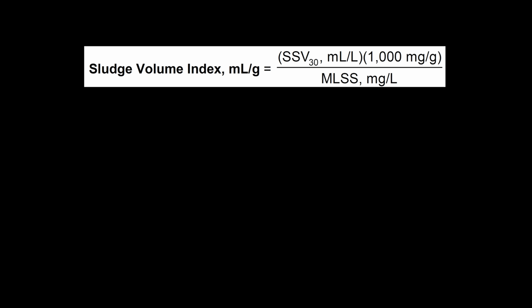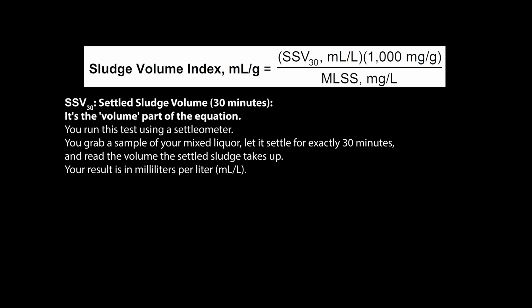SVI stands for Sludge Volume Index. In simple terms, it's a measurement of how well your sludge settles while accounting for the biomass concentration. Before you can calculate the SVI, you have to perform 2 separate lab tests, both of which likely already get run every day at your plant. The first test is the 30-minute settled sludge volume, which is conducted using a settleometer. You grab a sample of your mixed liquor, let it settle for exactly 30 minutes, and read the volume the settled sludge blanket takes up. Your result is in milliliters per liter.